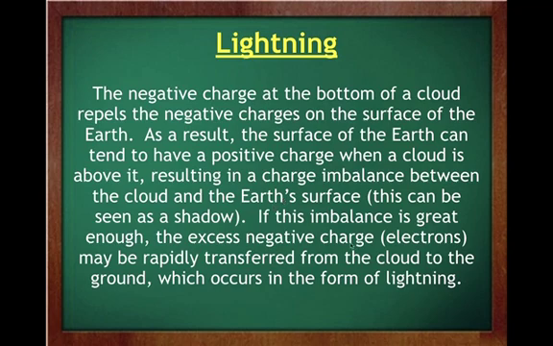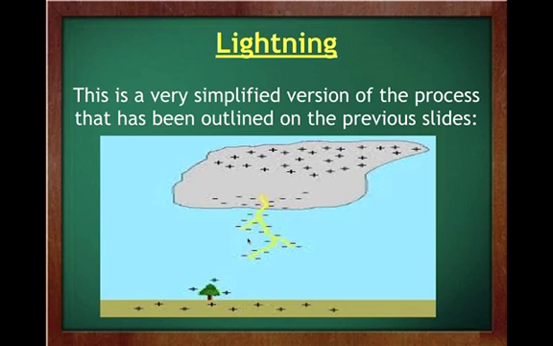So if that imbalance gets big enough, the excess negative charge, the electrons in the cloud, might quickly be transferred from the cloud to the ground in the form of lightning. Electricity coming from the cloud and hitting the Earth, so the transfer of electrons from the cloud going towards that positively charged ground. Again, very simplified, as they see it now. There's your electrons there. Your Earth has been charged by induction, where it's become overly positively charged, and eventually that causes that imbalance, and boom, there goes your lightning.